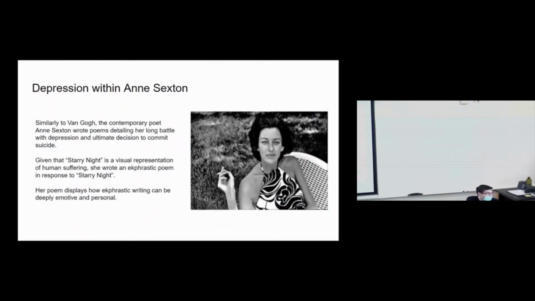Now, conversely, we're going to look at an ekphrastic poem which describes Van Gogh's Starry Night, a poem which is in conversation with Van Gogh's Starry Night. So similar to Vincent van Gogh, there was a contemporary poet named Anne Sexton, and she wrote poems detailing her long battle with depression and her ultimate decision to commit suicide. So as you can see, she and Vincent van Gogh are kind of two minds in the same.